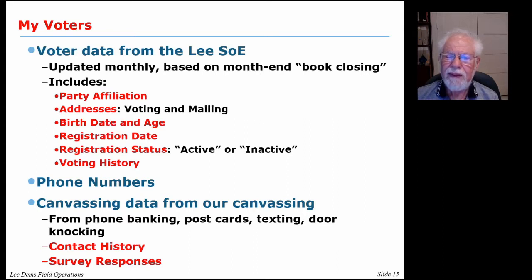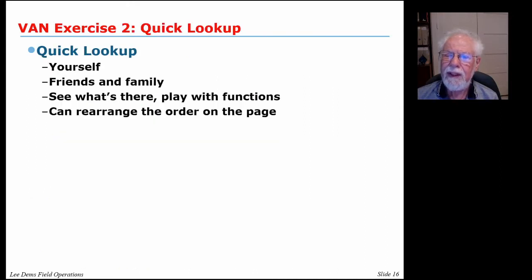Now, it also contains phone numbers, some of which come from the Lee SOE, some come from other sources, and it includes canvassing data that comes from our canvassing, whether it's from phone banking or from sending out postcards or texting or knocking on doors. And that data is in two sets, the so-called contact history and survey responses. And we'll look at both of those in the exercise that we're about to do.